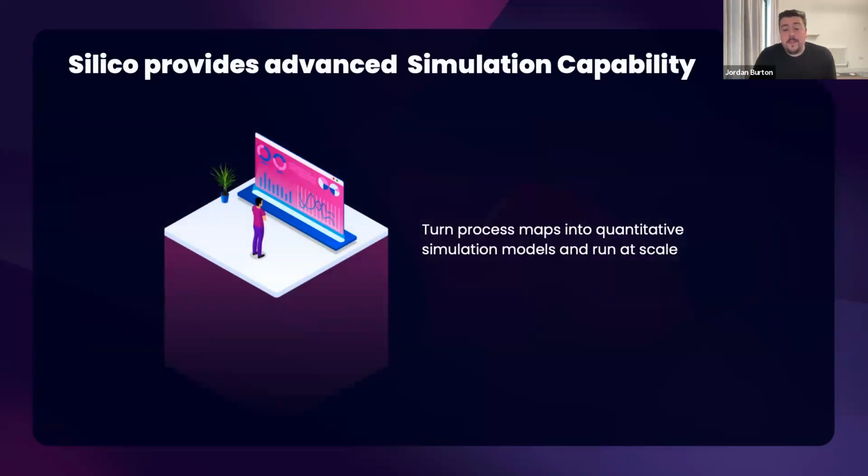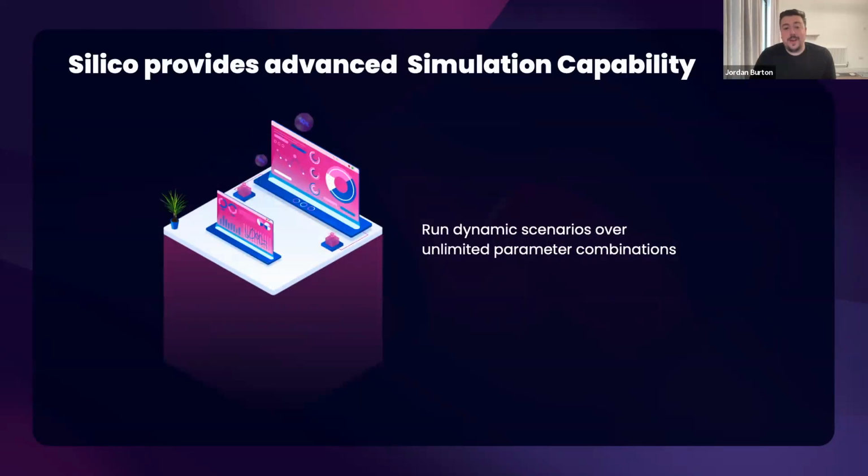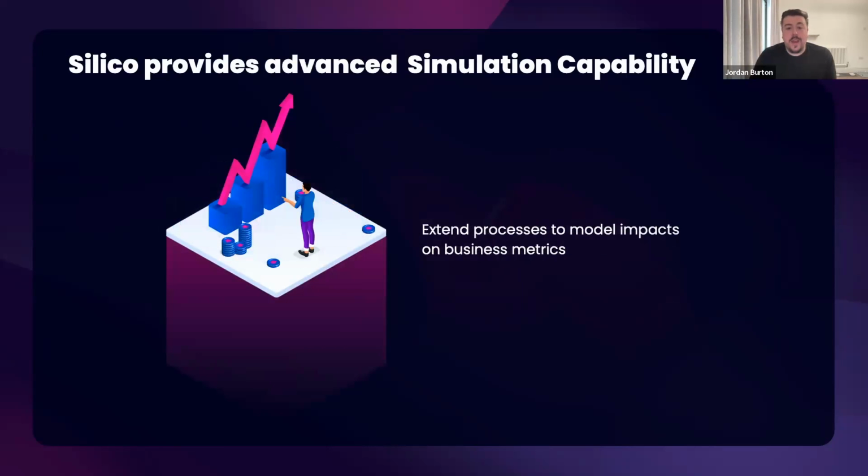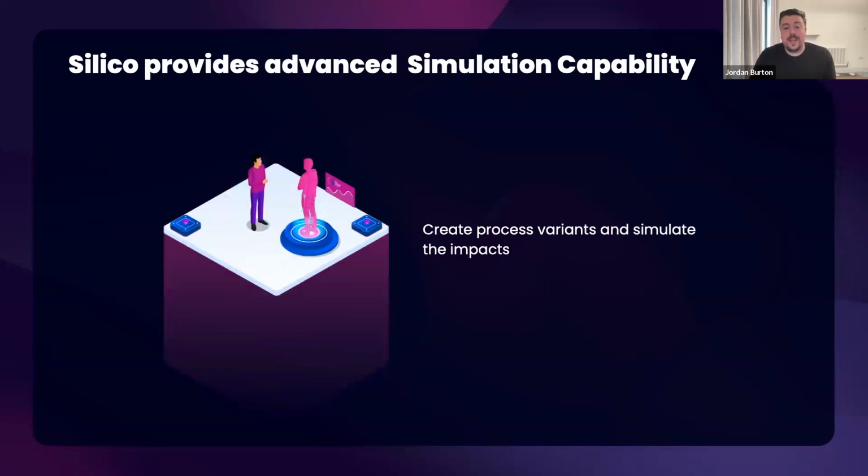The Silico platform achieves all of this through its advanced simulation capabilities, letting users turn process maps into quantitative simulation models and run them at scale, run dynamic scenarios with unlimited parameter combinations, create process variants and simulate the impacts, and extend processes to the outcomes that they have on business metrics.